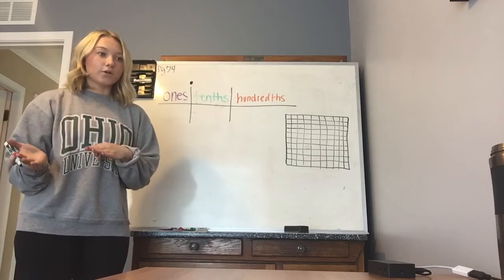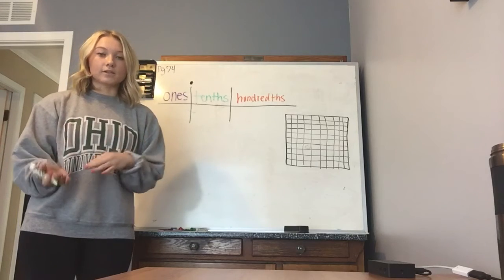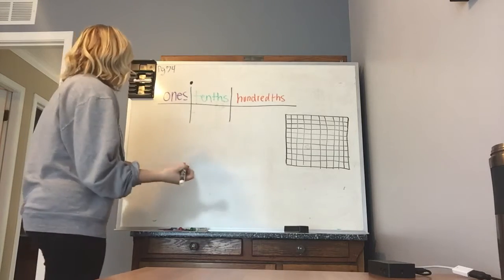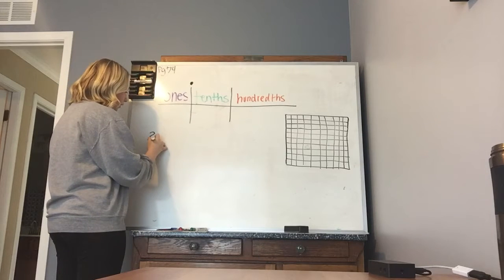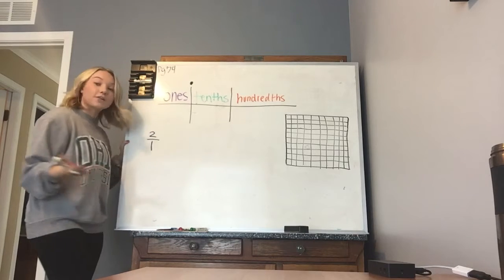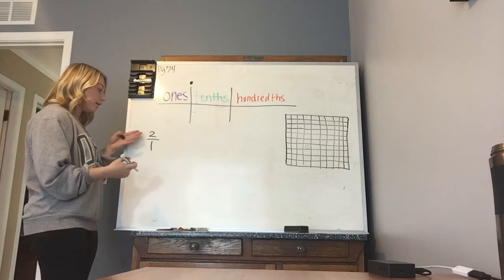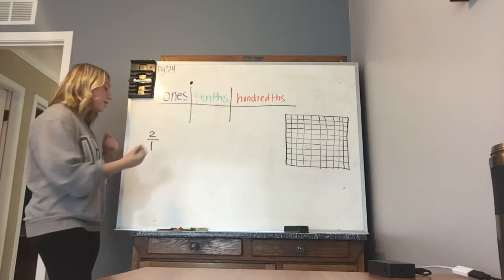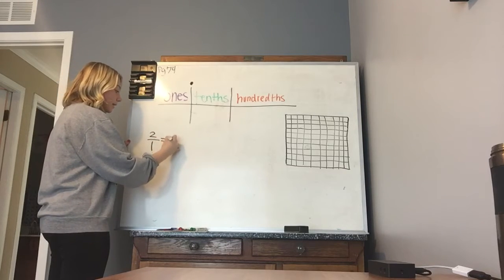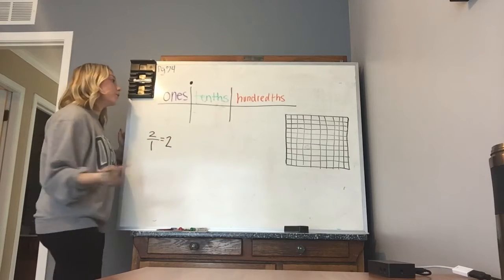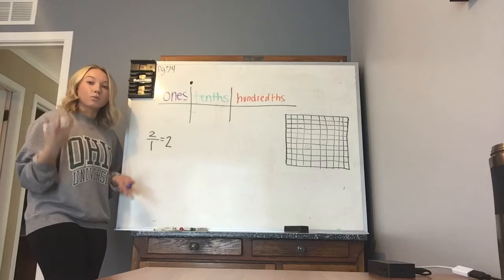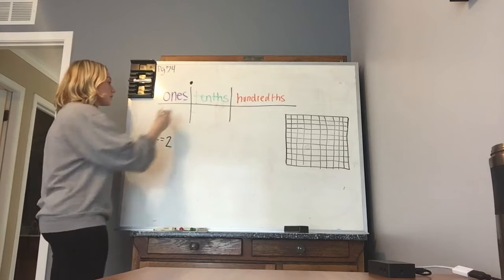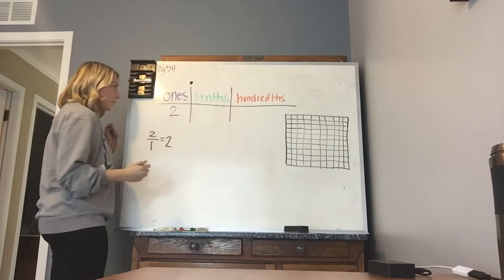So I'm going to show you a fraction, and then I'm going to show you what it looks like as a decimal. Let's start off with 2 over 1. This is an improper fraction, and 2 over 1 really means just a whole 2. So I'm going to put that in purple in our ones place, right? Because it's 2 ones, whole numbers, okay?